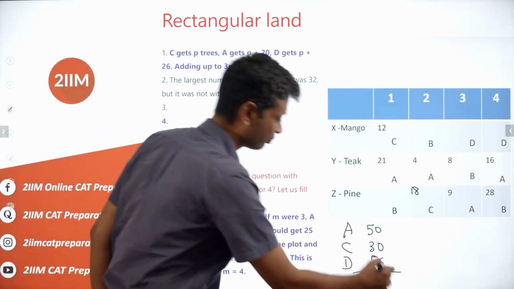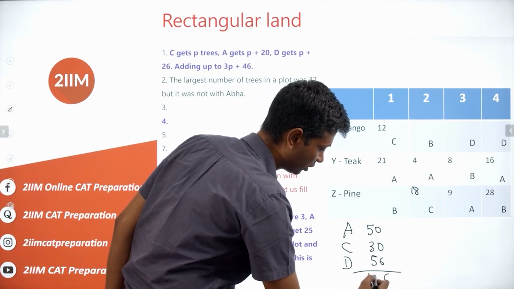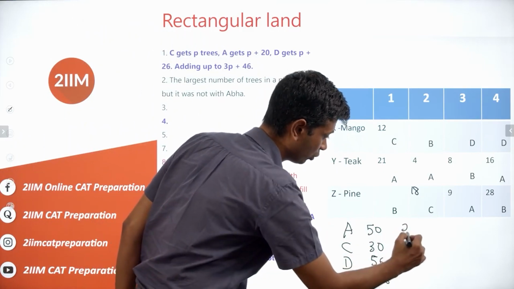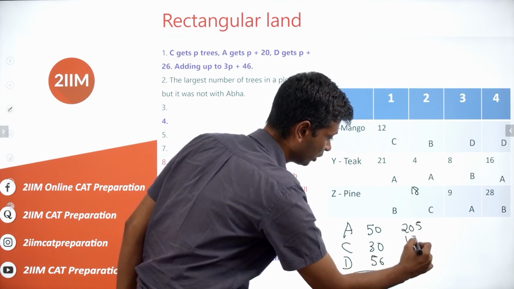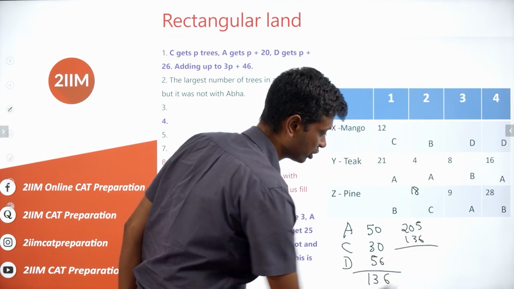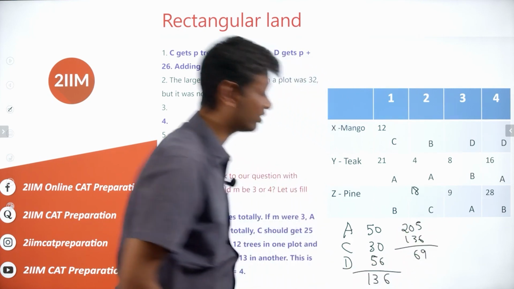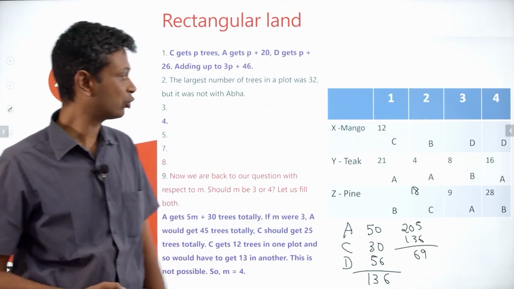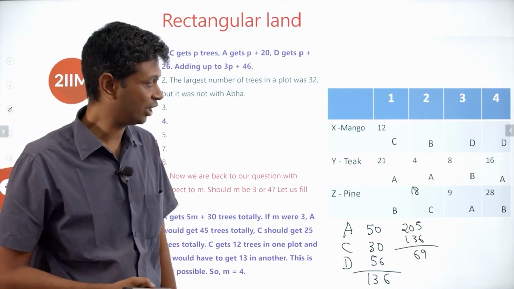Brilliant. So let's do that. This is 6. This is 136. So from 205, we subtract 136. 200 minus 136 is 64. So this will be 69. So B gets a total of 69 trees. Brilliant. So we've got a total for B, that is 69.